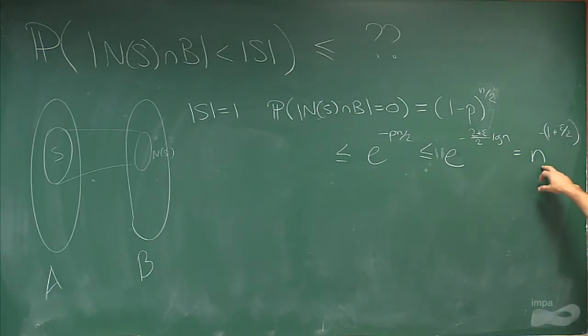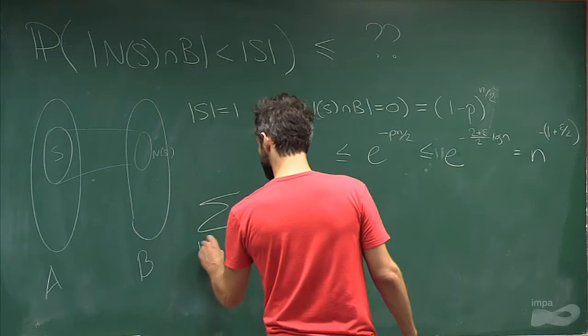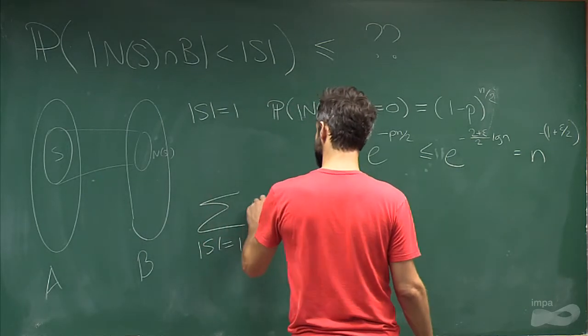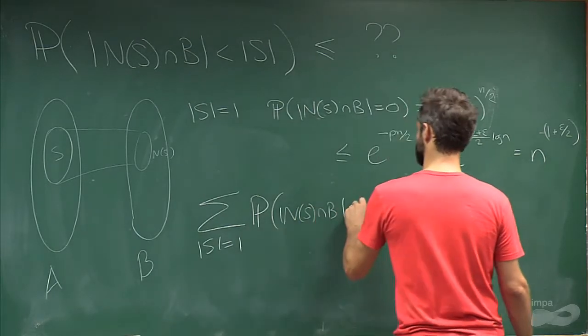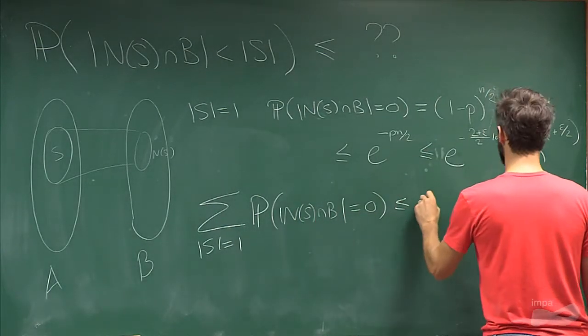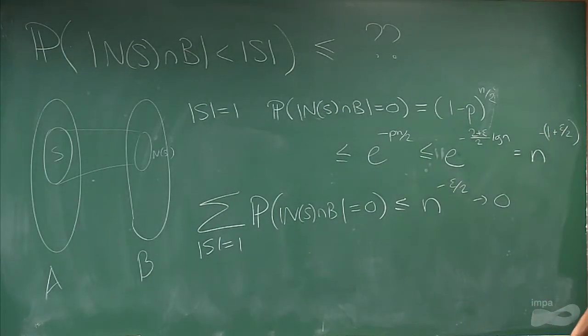Yeah, so it's important this is smaller than 1 over n. Right? We're going to sum over S. So this is good enough. So summing over sets of size 1 of this probability is at most n to the minus epsilon over 2, which goes to 0. Okay, so sets of size 1 are OK.